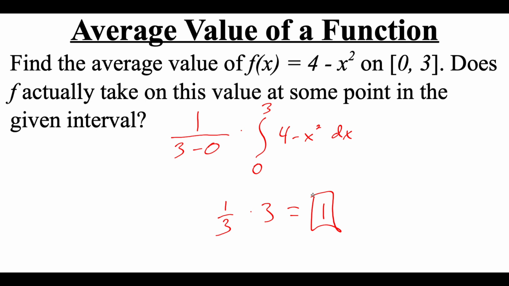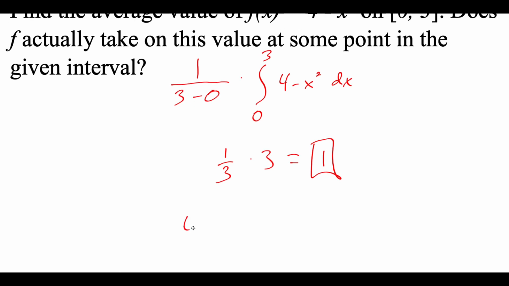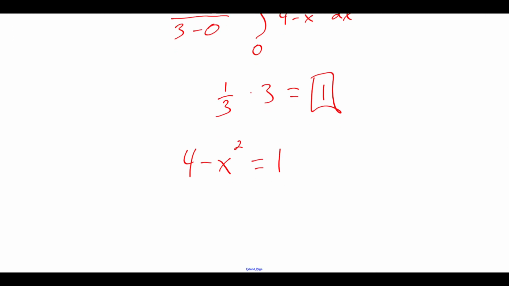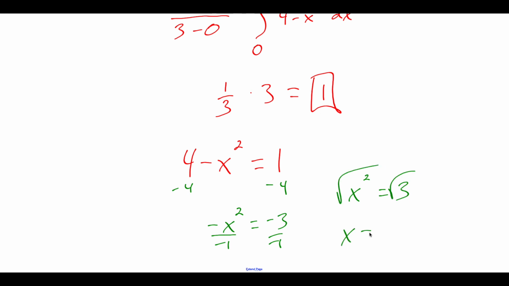Now, if we want to figure out if our function actually takes on this value at some point on this interval, we're going to take our function, 4 minus x squared, and set it equal to this answer. Going through and solving this, I would subtract the 4 over to the right-hand side, so I would get negative x squared equals negative 3. I'm going to divide both sides by negative 1, so I get x squared equals 3. Square rooting both sides, I get x equals plus or minus the square root of 3.